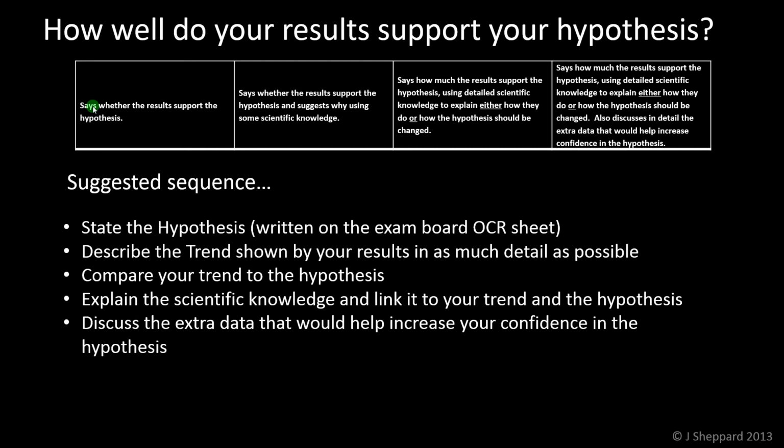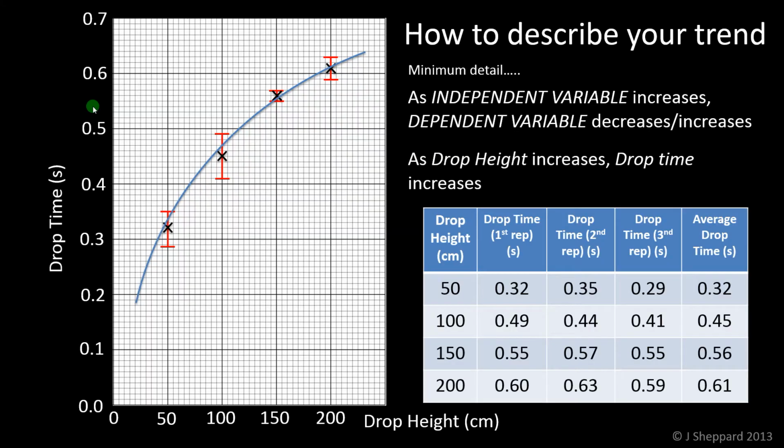Then you describe the trend shown by your results in as much detail as you can, and then you compare the two, so you're seeing whether or not they agree. You then link in the scientific knowledge to your trend and its hypothesis, so how does what you expect to happen relate to what you have seen happen, and finally you talk about the extra data. So here's how to do that then.